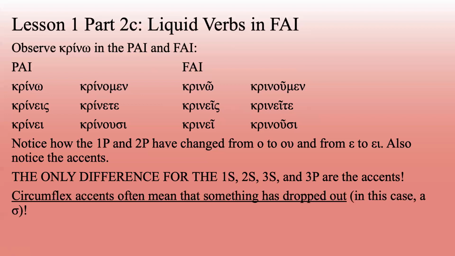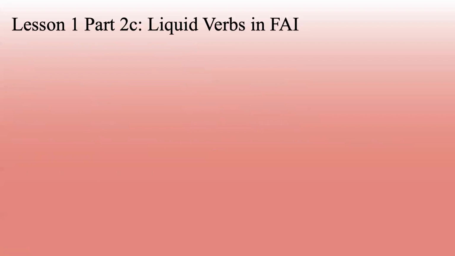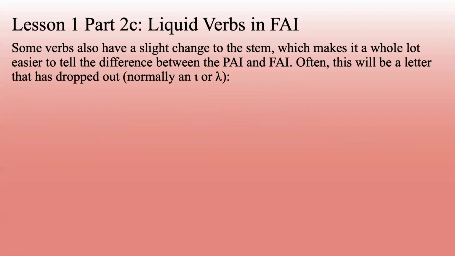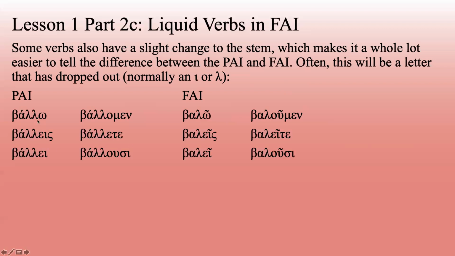Circumflex accents often mean that something has dropped out, in this case, a sigma. Now, some verbs, good news, also have a slight change to the stem, which makes it a whole lot easier to tell the difference between the present active indicative and the future active indicative. Often, this will be a letter that has dropped out, normally an iota or a lambda. So if we have balo, one of the lambdas drops out, as well as that sigma. So we get balo, bales, bale, balumen, balete, balusi.